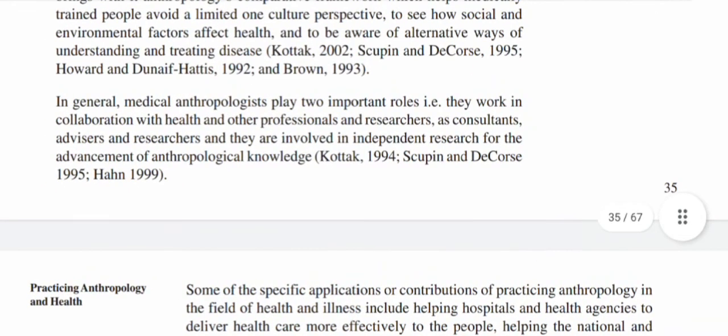In general, medical anthropologists play two important roles. First, they work in collaboration with health and other professionals and researchers as consultants, advisors, and researchers, and they are involved in independent research for the advancement of anthropological knowledge. Kotek 1994, Scooping and D Course 1995, Han 1999.